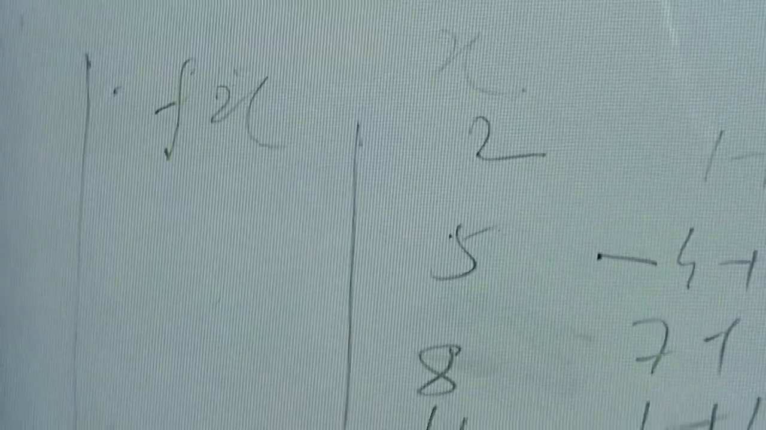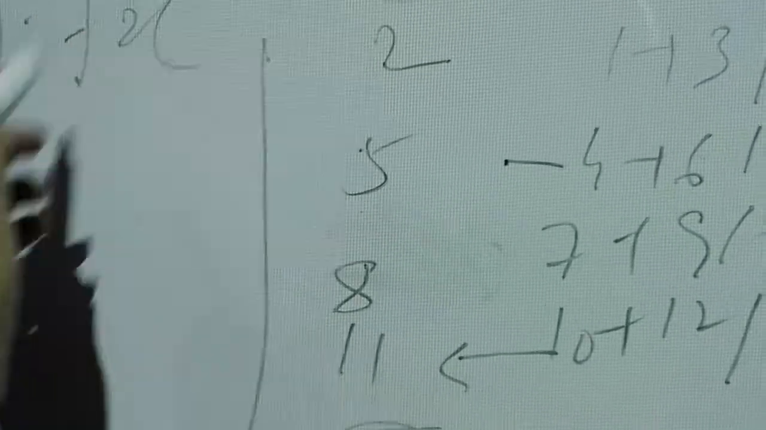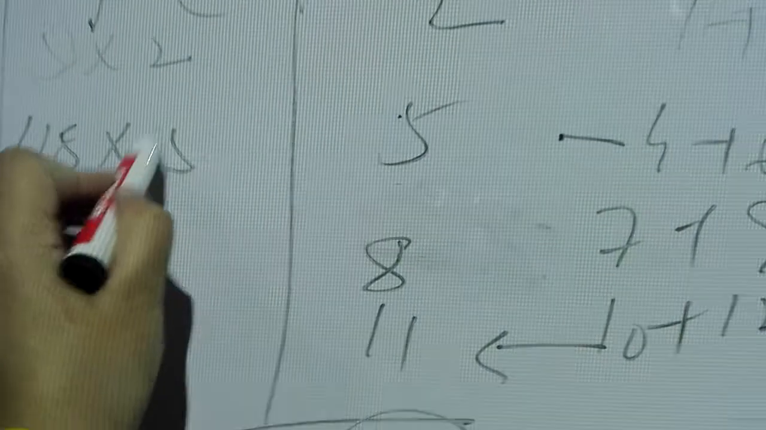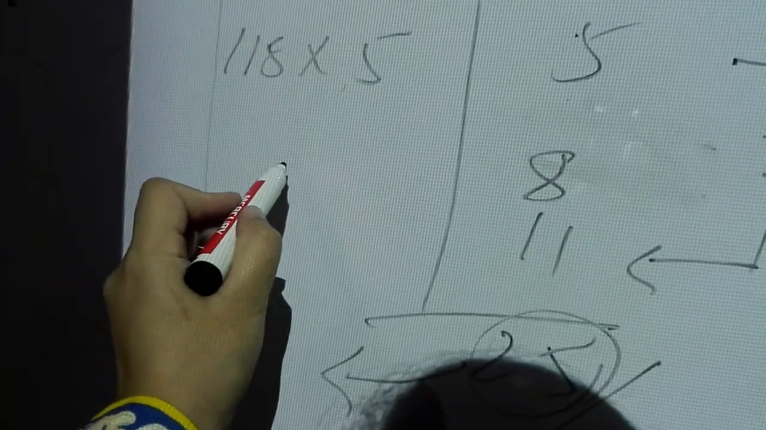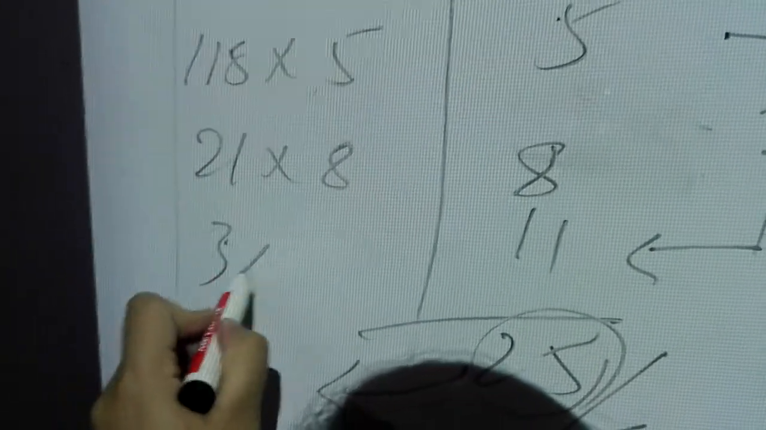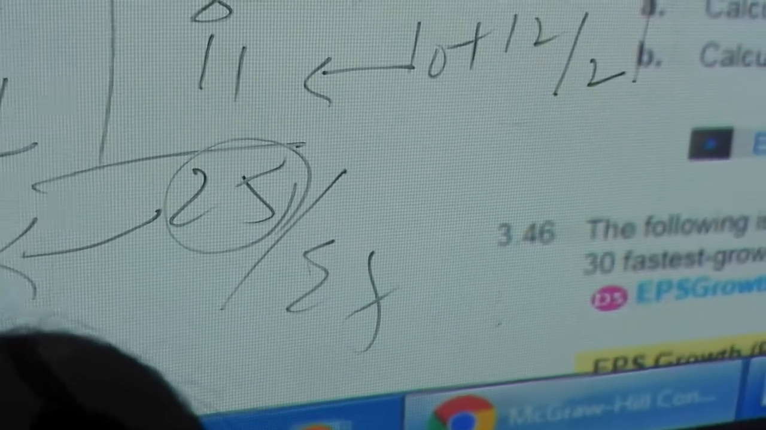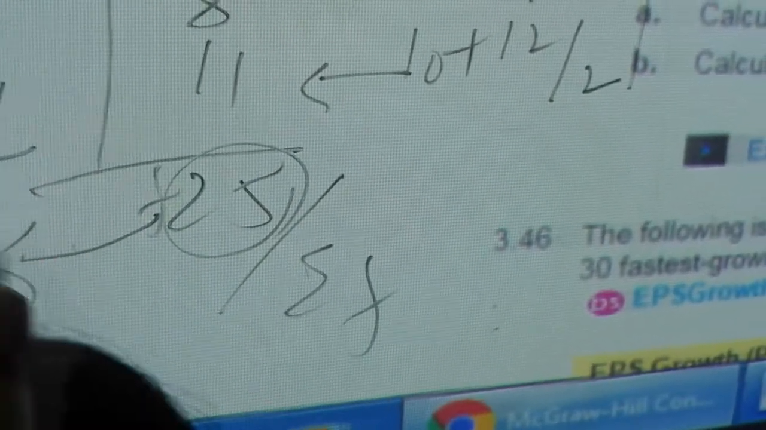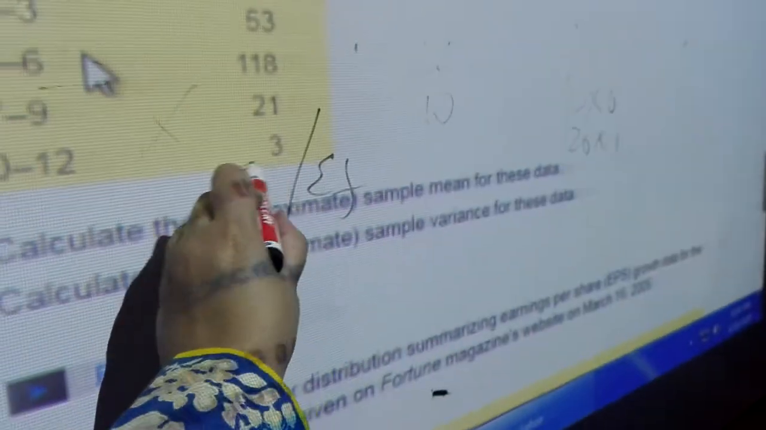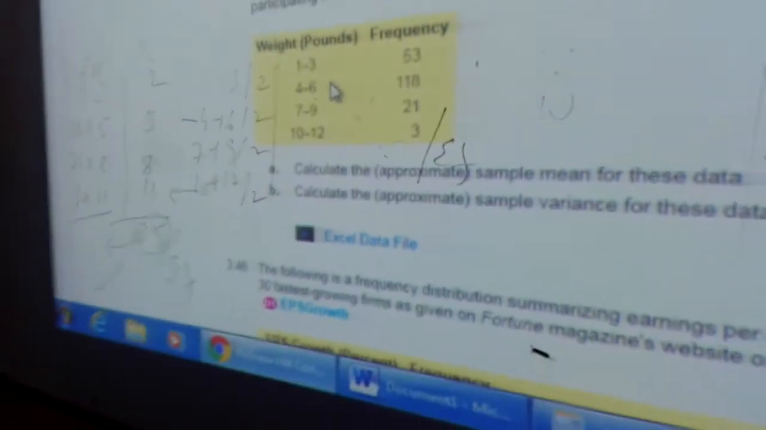So again, this was, let's suppose, x. Now the summation fx: we have 53 into 2, then 118 into 5, 21 into 8, and 3 into 11. This is summation fx, and you simply multiply each value with its frequency. Then this is divided by the total, the sum of the frequencies. You can just do the question, and sample variance would be as per the formula.